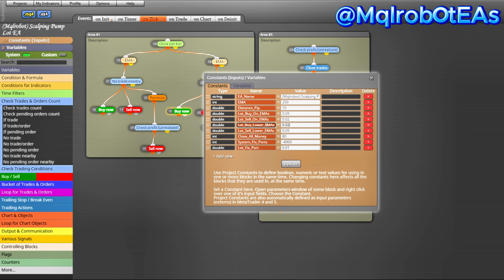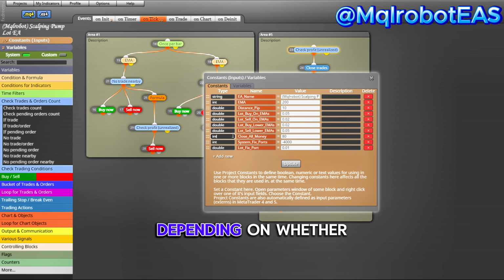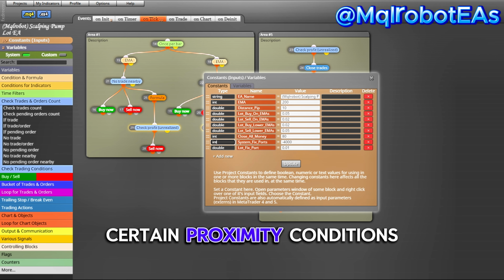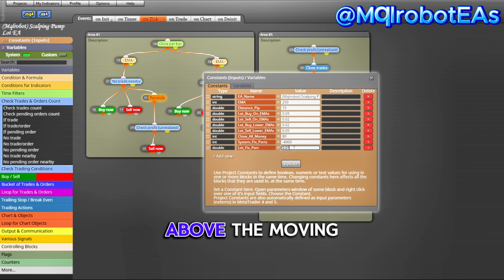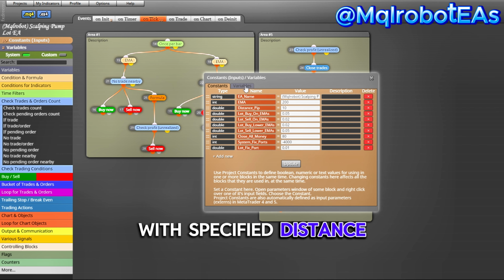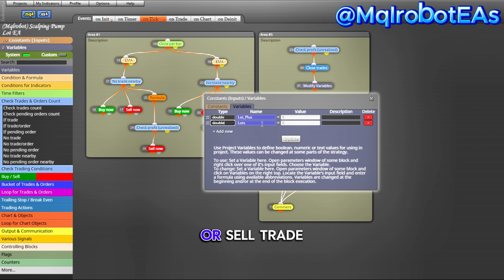Strategy logic. The EA checks price distance from two EMAs. Both buy and sell signals are generated depending on whether price meets certain proximity conditions to the EMAs. If the price crosses below or above the moving averages with specified distance and no other trades are active, the system triggers either a buy or sell trade.